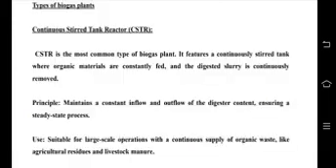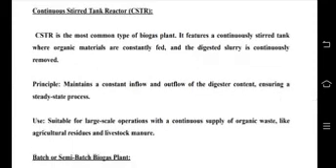Now we are going to learn different types of biogas plants. First one is the continuous stirred tank reactor, shortly represented as CSTR. CSTR is the most common type of biogas plant. It features a continuous stirred tank where organic materials are constantly fed and the digested slurry is continuously removed. Its principle maintains a constant inflow and outflow of the digester content, ensuring a steady state process.